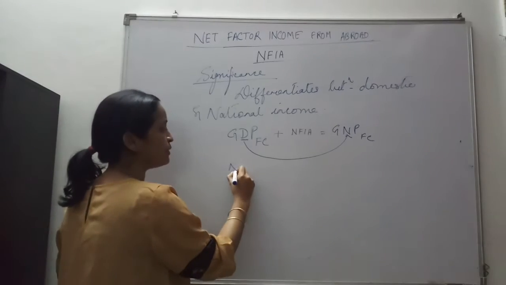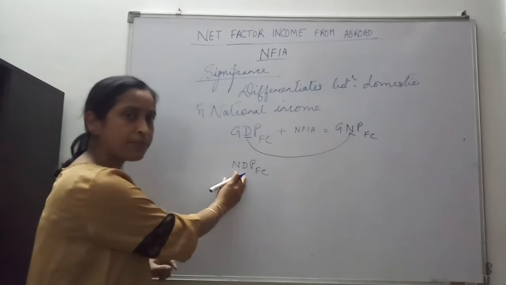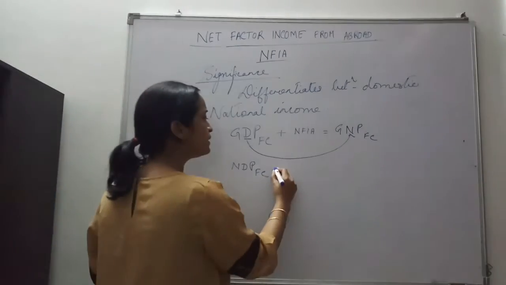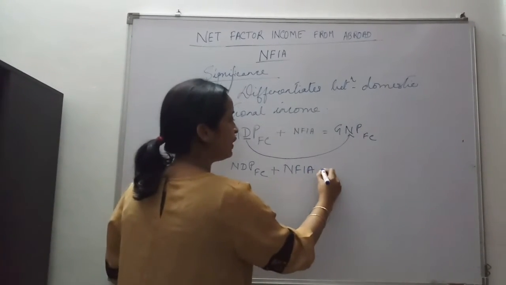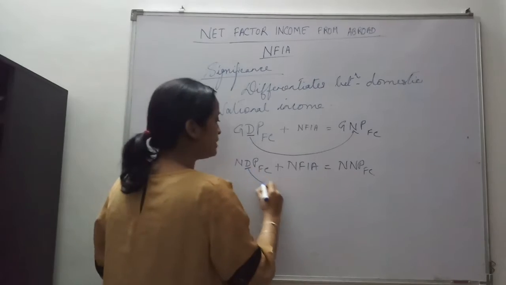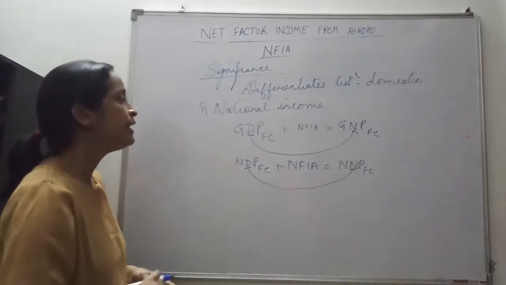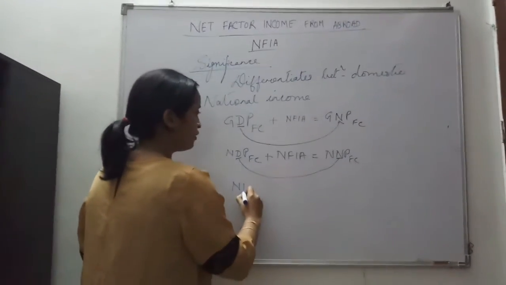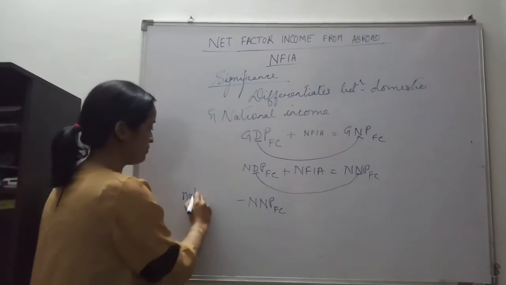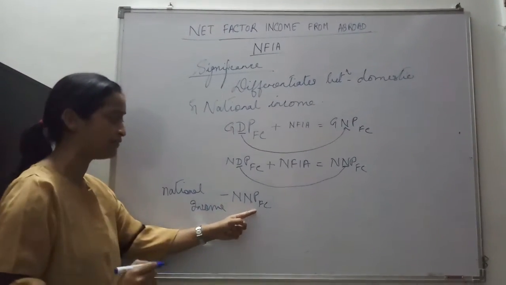Alright, similarly, let's take our domestic income, NDP. This is an aggregate used for our domestic income. Domestic income is measured by this aggregate, NDPFC. With this, if we add NFIA, we get national income, NNPFC. See how domestic becomes national with the addition of NFIA. Suppose we have national income, NNPFC. This aggregate is used to represent our national income.